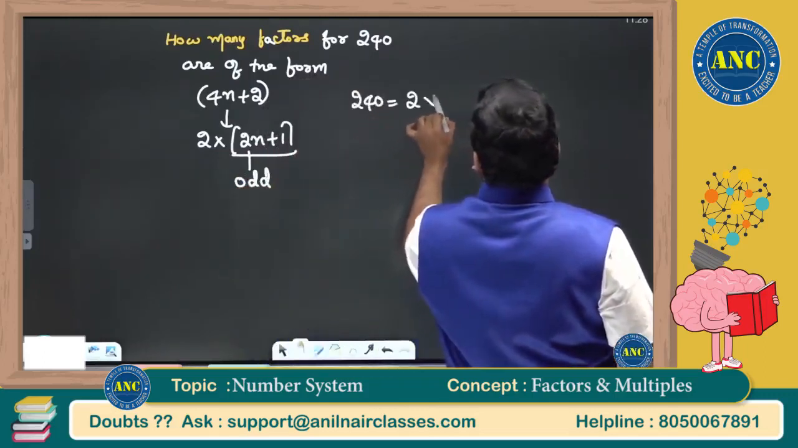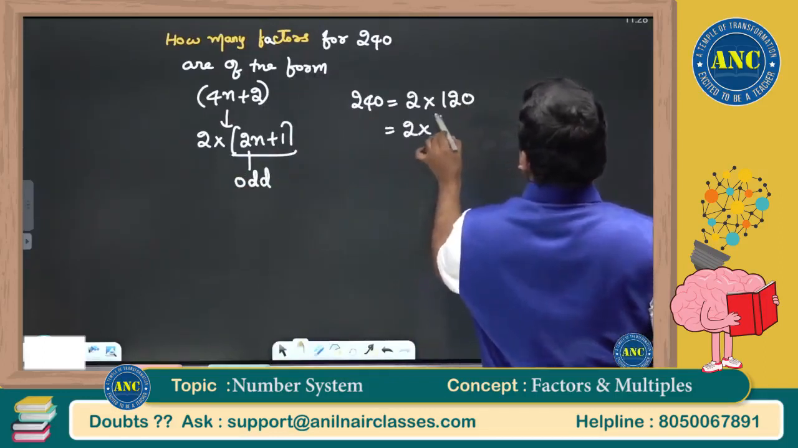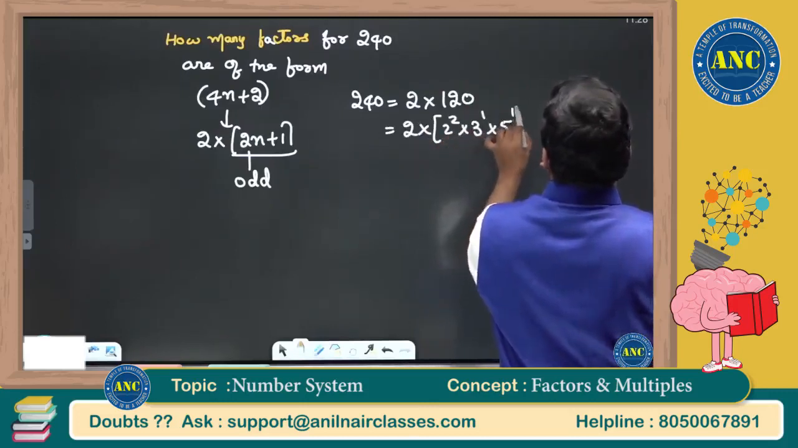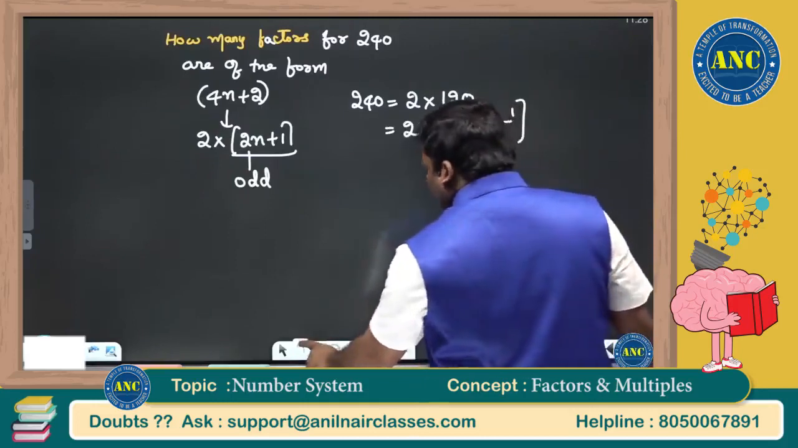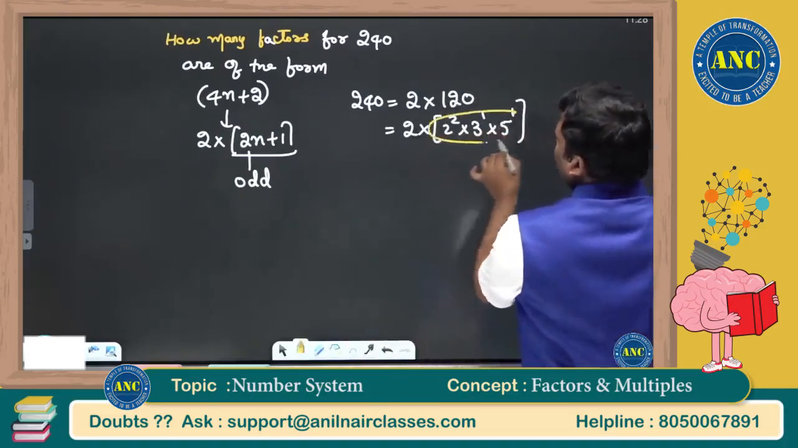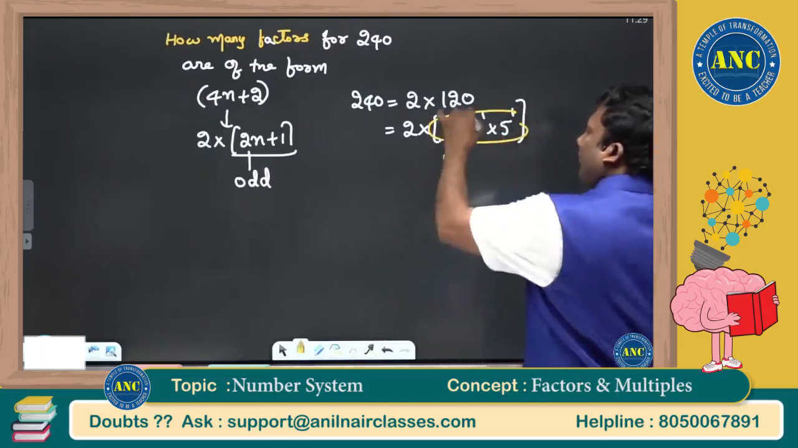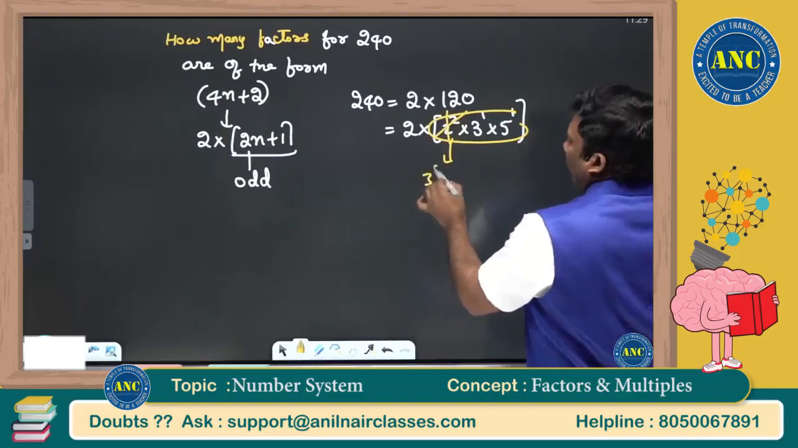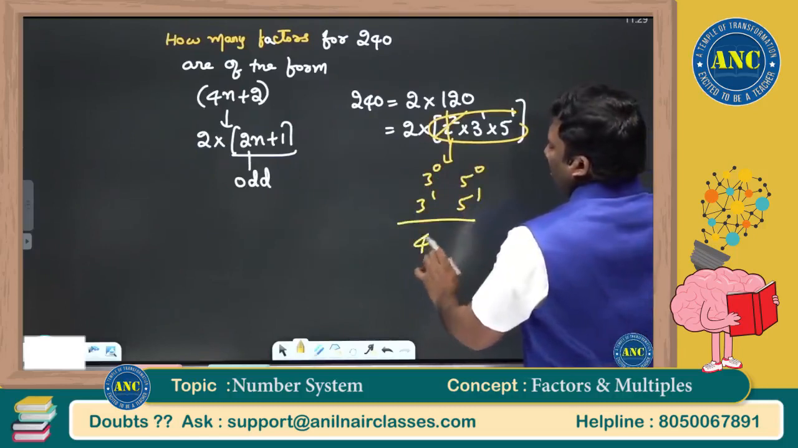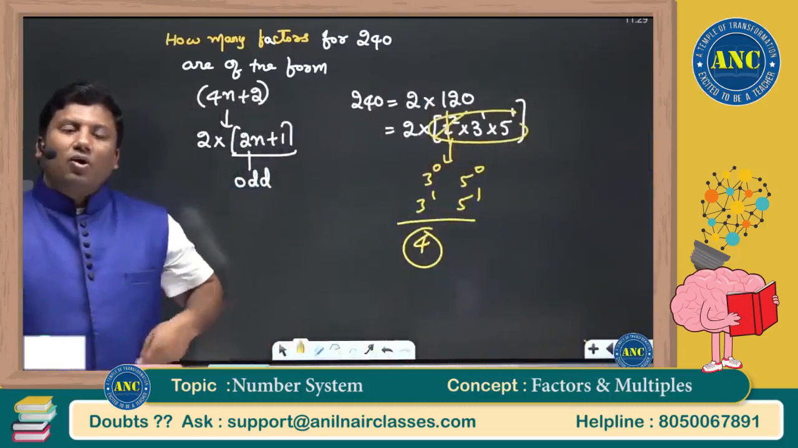240 is 2 into 120. 2 into 120 is 2 square into 3 into 5. Now see here, 2 square into 3 into 5. 2 into any number. For these odd factors it cannot take a power of 2. 3 power 0, 3 power 1. 5 power 0, 5 power 1. 2 into 2, 4 cases. I hope it is clear.